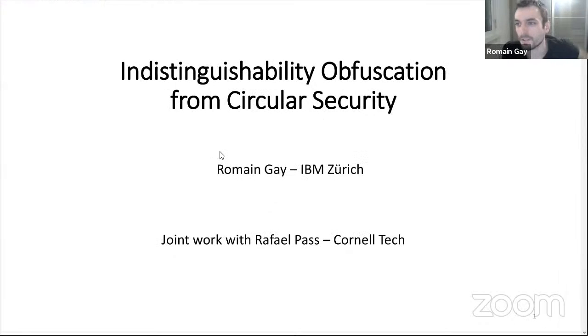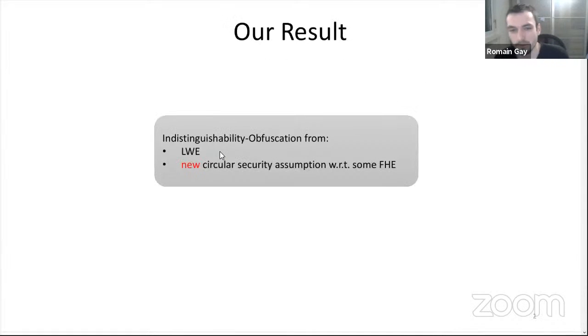So yeah, thank you for inviting me to talk here today. It's a great pleasure. And I will talk about indistinguishability obfuscation from circular security. That's a joint work with Rafael Paz. And it follows the same blueprint that Giulio just presented. All right, let me get right into it. So our result is to build IO from the standard learning with errors assumption and the new circular security assumption with respect to some particular fully homomorphic encryption.